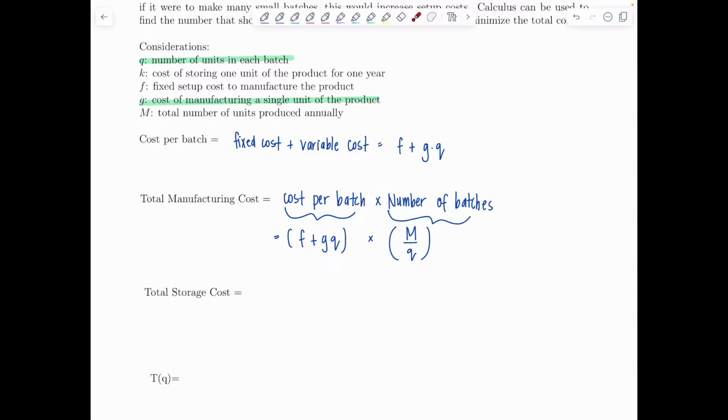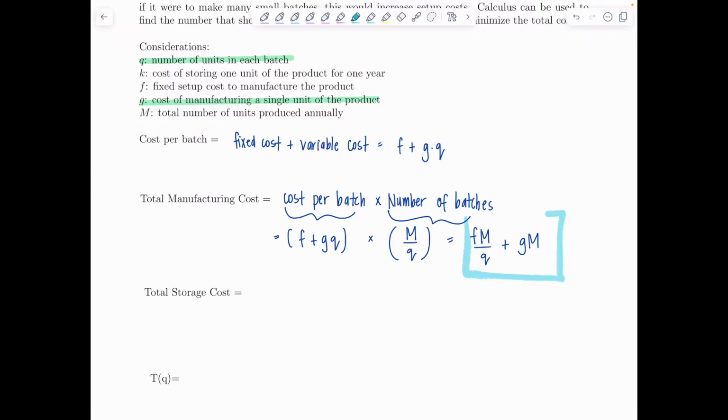So I can go ahead and simplify this a little bit. Let me take M divided by Q and distribute it through. So now my total manufacturing cost would be FM divided by Q plus, notice this Q and this Q will cancel when I distribute, so it'll just be GM. Okay, that's the manufacturing cost.